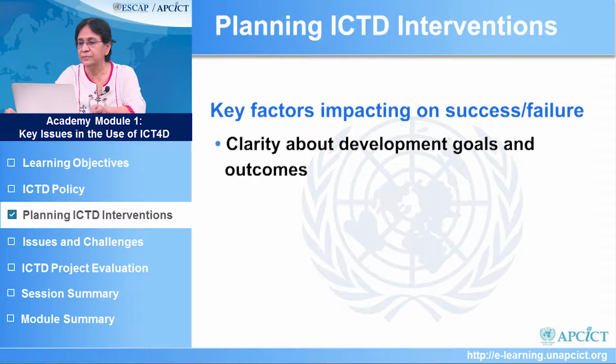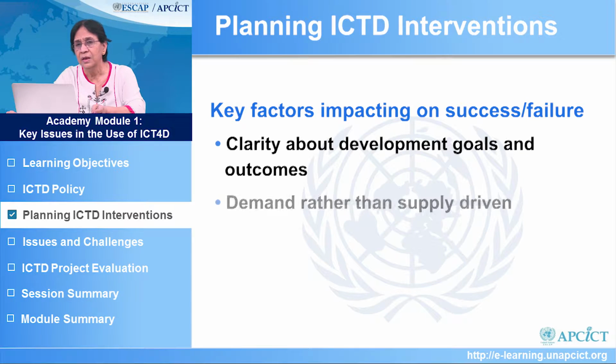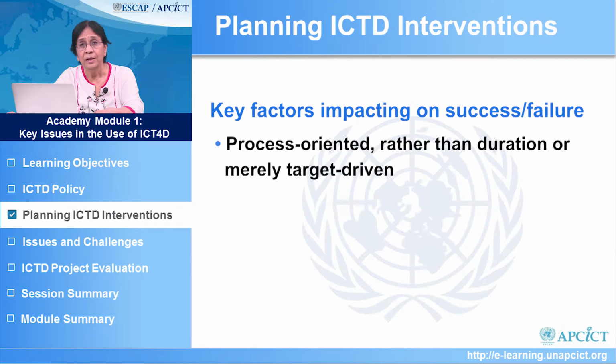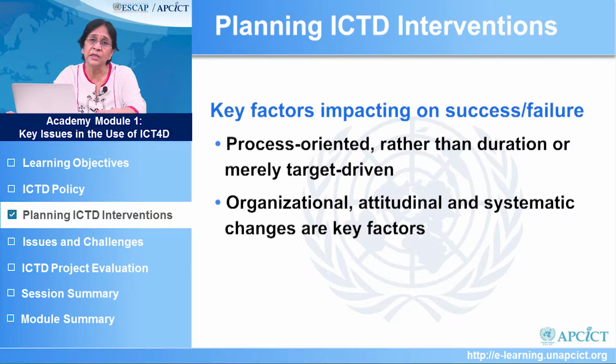Some clarity is needed about development goals and outcomes. These have to be demand rather than supply driven. They must be sensitive to local conditions and limitations. They must be sensitive to limitations relating to infrastructure, access, relevance, language, content, and they must be robust and sustainable. Initiatives should be process-oriented rather than merely duration or target-driven. And the key to successful implementation is that all organizational, attitudinal, and systemic changes become important.